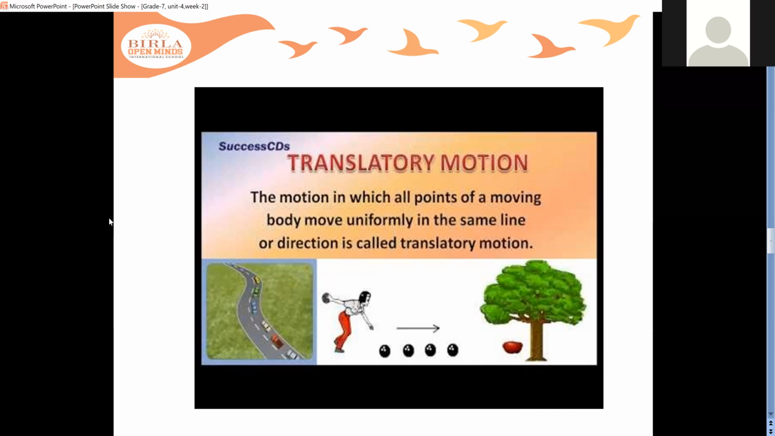We've seen the example of a car which is moving in a straight line. At times it has to slow down. It depends on the traffic.